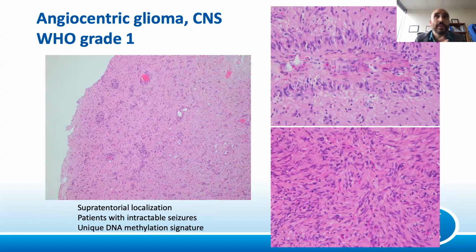All right, so the first entity I want to discuss in terms of pediatric low-grade diffuse gliomas is angiocentric glioma. So these have a supratentorial localization. The patients often are characterized by intractable seizures, and once again, like some of the other entities I'll talk about, it has a unique DNA methylation signature. So this intractable seizure element I want to point out is this is a tumor that can be thought of under the heading of a long-term epilepsy-associated tumor, or a LEAT, which is another way to classify these tumors that has been developed over time.